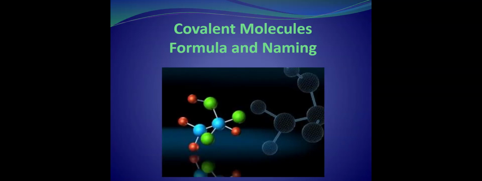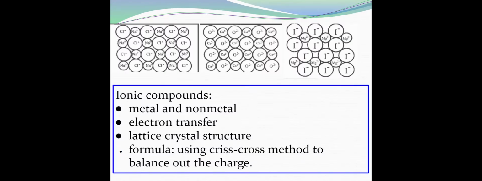Hi everyone, we have been learning about covalent bonds for the last 2 days, and today we're going to focus on how to write a molecule which is formed by covalent bonds. How are we going to write the formula, and how are we going to call it? So we're going to go through the naming and formula part.